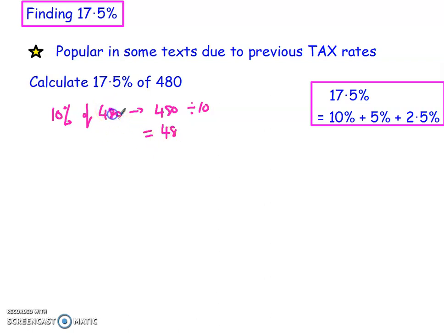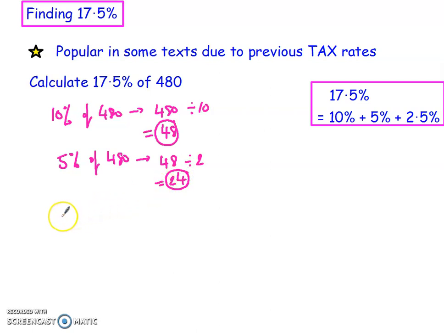We've already built up the idea of 5% being half of that value. So for 5% of 480, we're going to take half the value of the previous percentage. So half of 10% is 5%. So if we take the 48 and divide it by 2, we get 24. And that's our new value for 5%.